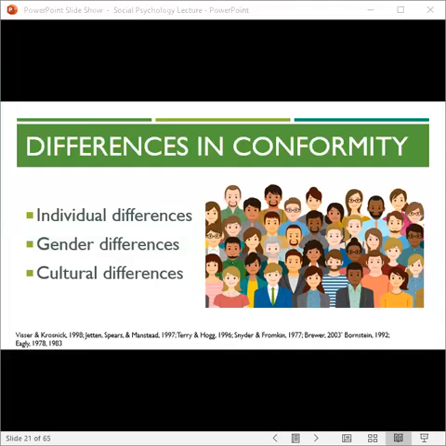Thus, it appears that the small observed differences between men and women in conformity may be due, at least in part, to informational influence. And in terms of culture difference, conformity to social norms is more apparent in Eastern collectivist cultures than Western independent cultures, which makes sense because in a collectivist culture, you tend to be more concerned with what other people think, their thoughts and their feelings, whereas in Western cultures, independence is much more encouraged.